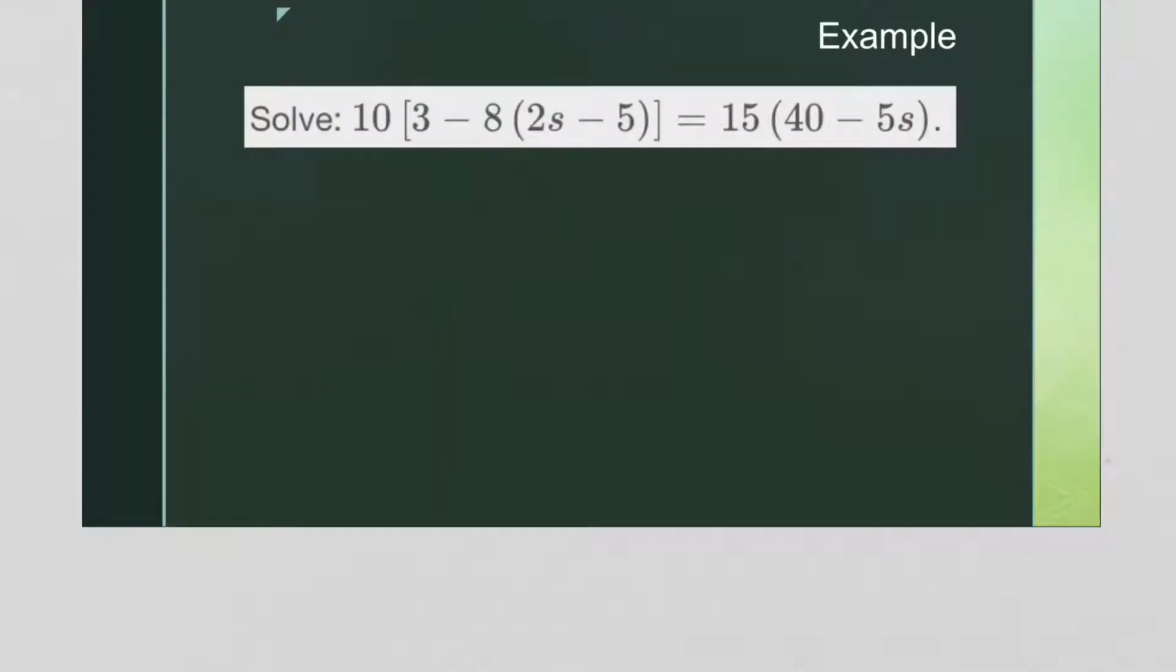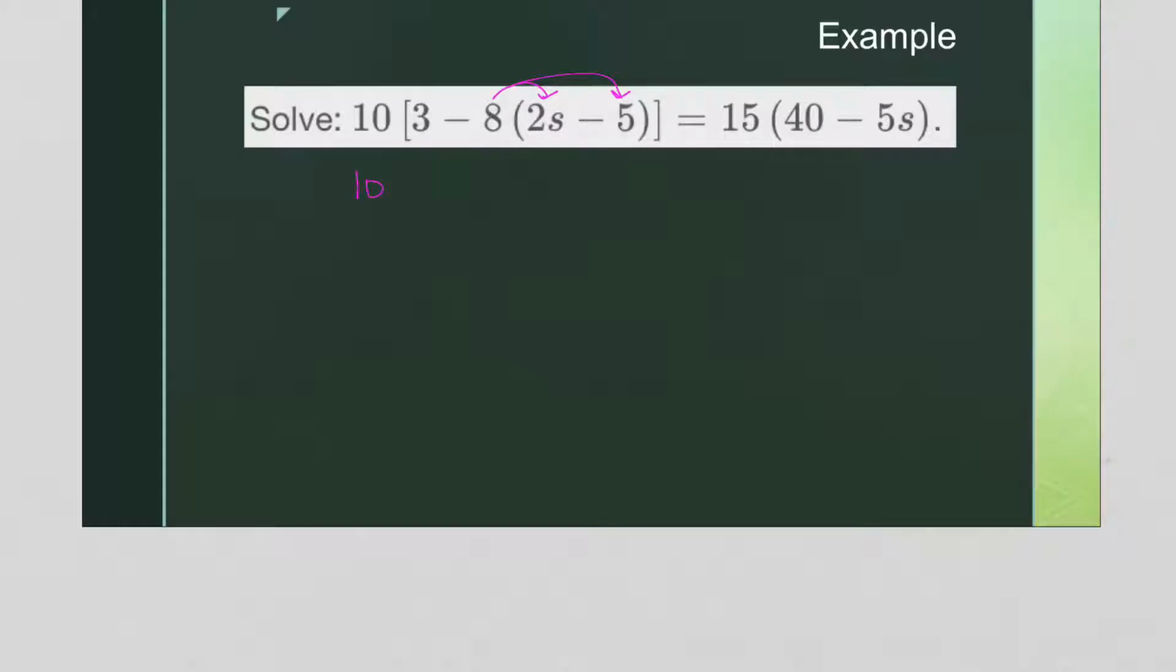These problems just keep getting longer and longer, don't they? All right, so again, we have brackets this time, and we've got parentheses inside those brackets. Always work from the innermost out. So we're going to distribute this right here first before we do anything else.